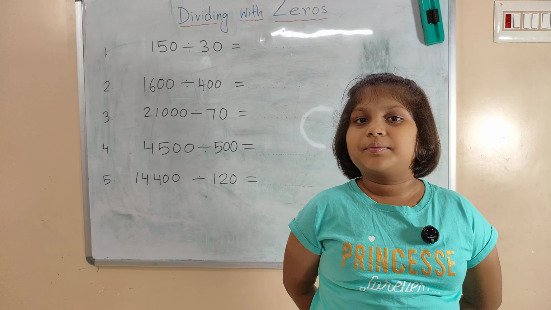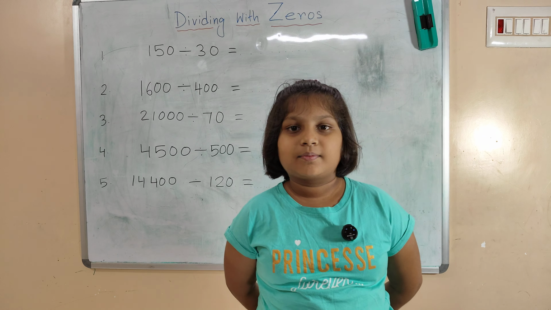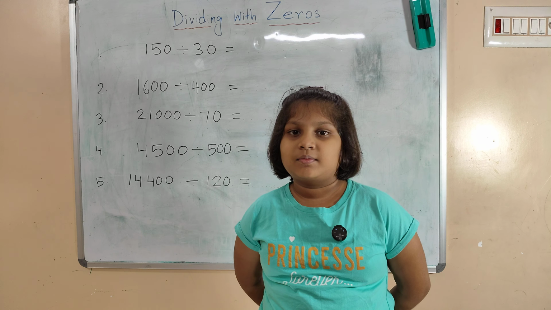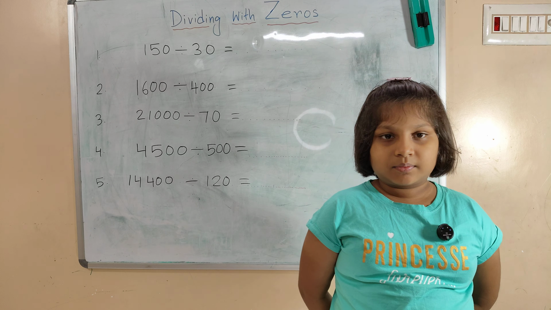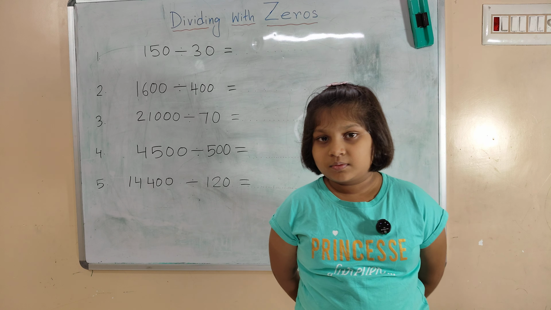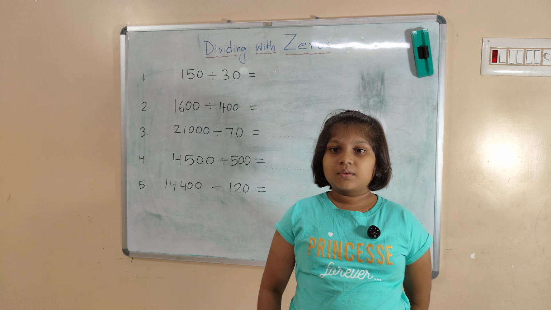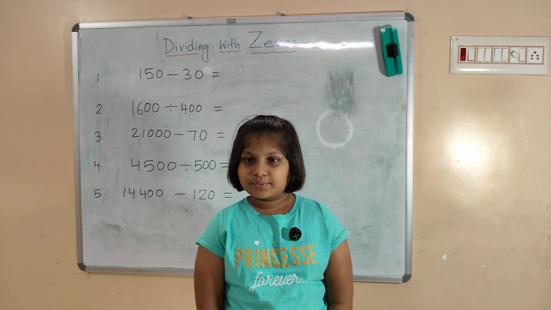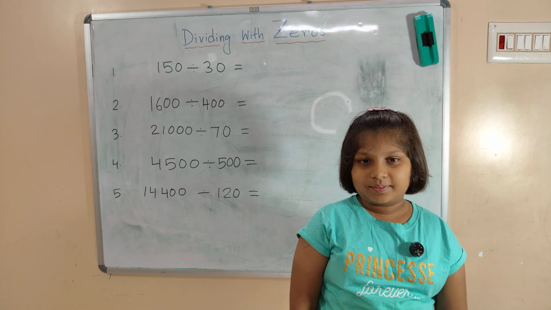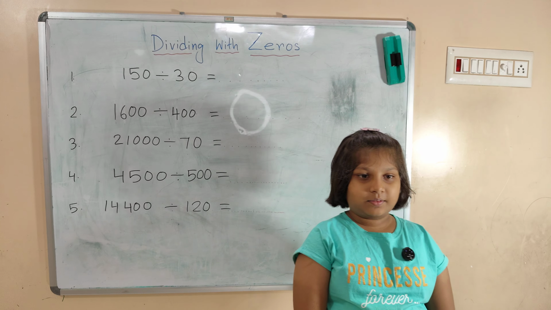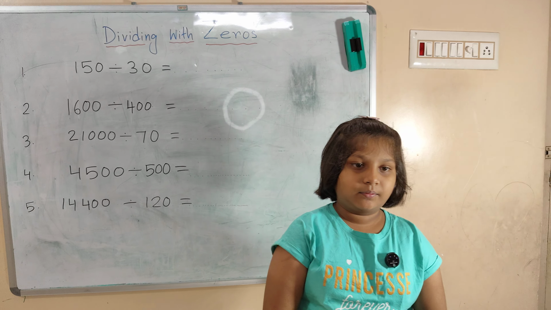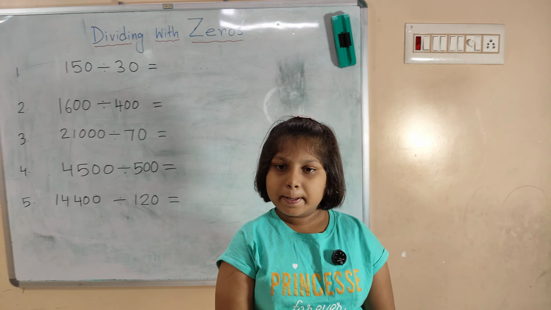So see, suppose 100 divided by 50. Beside 100, how many zeros are there? 2 zeros. And in 50, how many zeros are there? 1 zero. So 1 zero is common in 100 as well as in 50, right? So we will cancel out 1 zero from both sides.